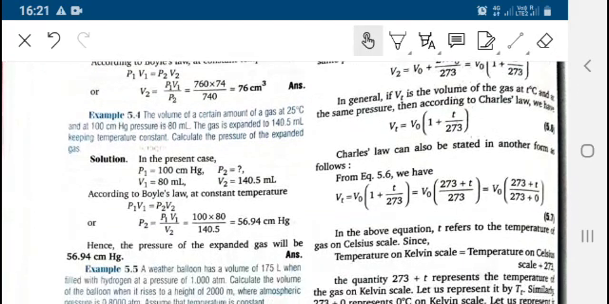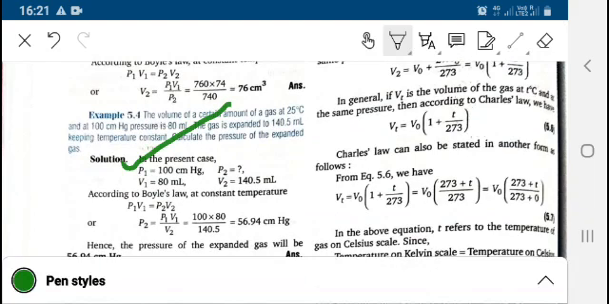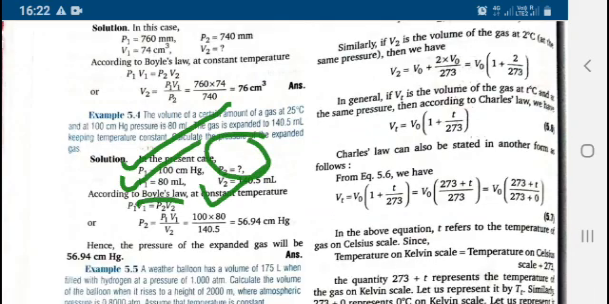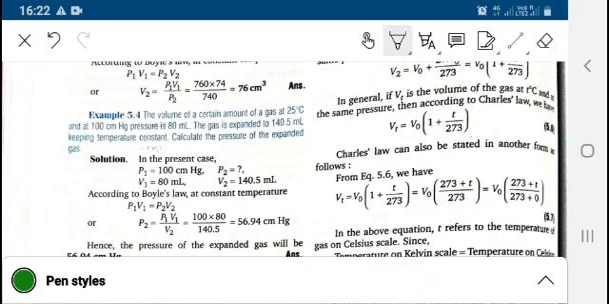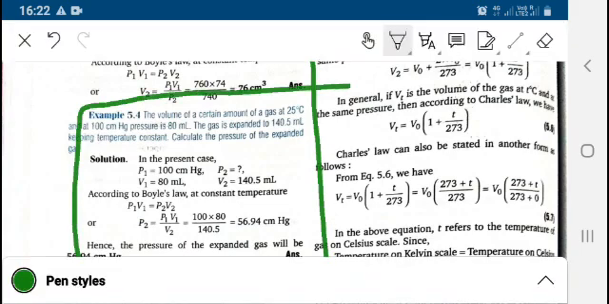Similarly, the volume of a certain amount of a gas at 25 degrees centigrade is given. You can see that pressure P1, V1 and V2 are given, and P2 is asked. You can very easily apply Boyle's equation, P1 V1 is equal to P2 V2. So we can easily calculate the pressure and volume with the help of Boyle's equation.